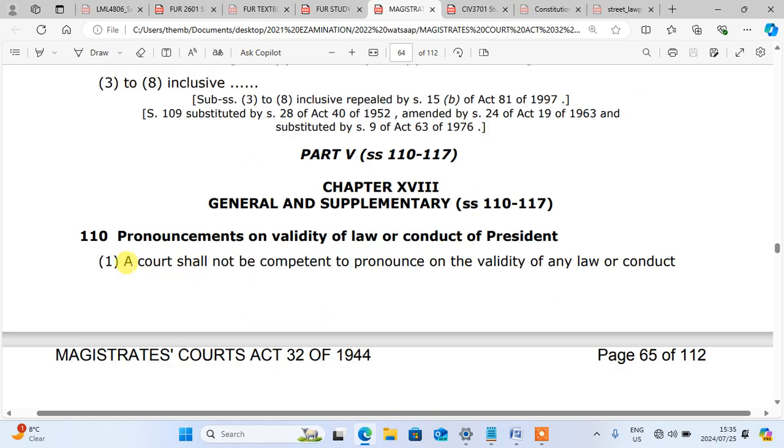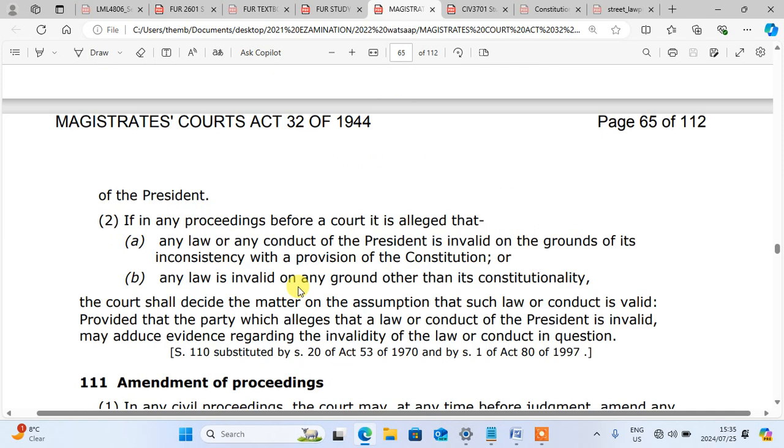It is very important that we come to section 110, which talks about pronouncements on the validity of a law or conduct of the president. It reads as follows. Subsection 1: A court shall not be competent to pronounce on the validity of any law or conduct of the president.